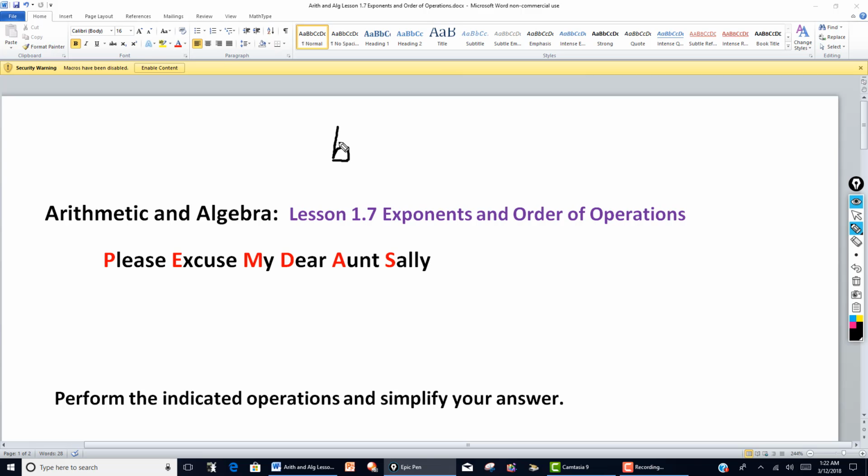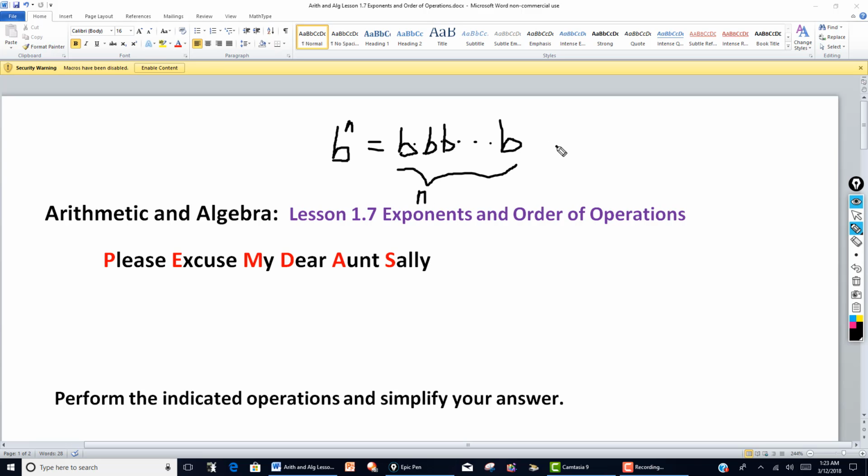So if I have a base b to some power n, and for right now I'm going to assume that n is a positive integer, 1, 2, 3, 4, and so on. So I have the base b taken to a power n, I can read that as b to the nth power, or the nth power of b. And that means that b is written as a factor n times. So right there, that means n factors of b.